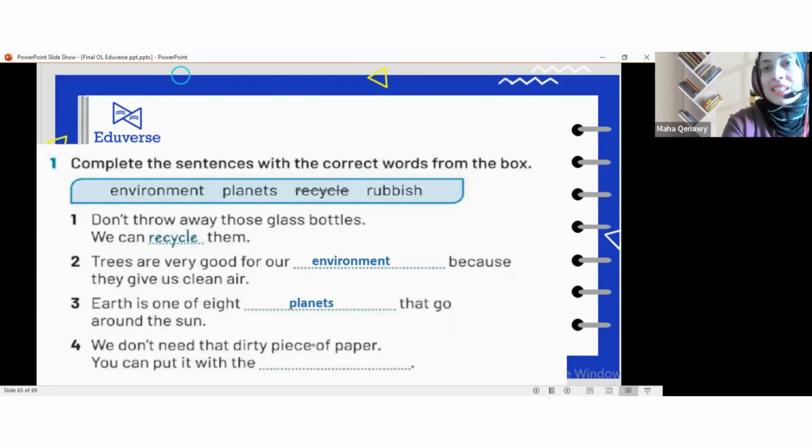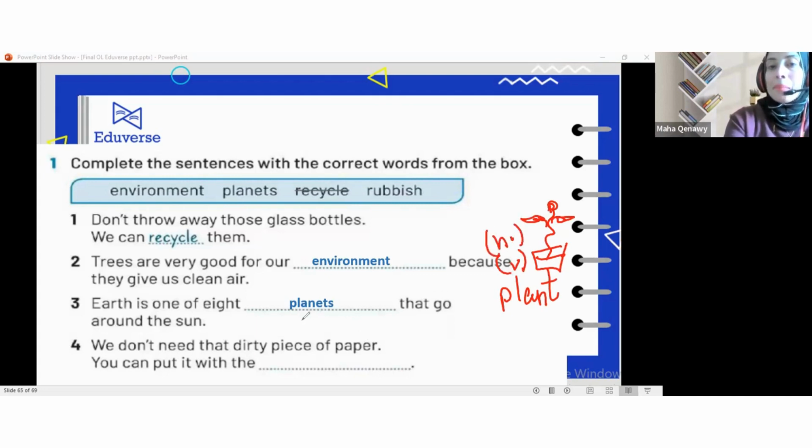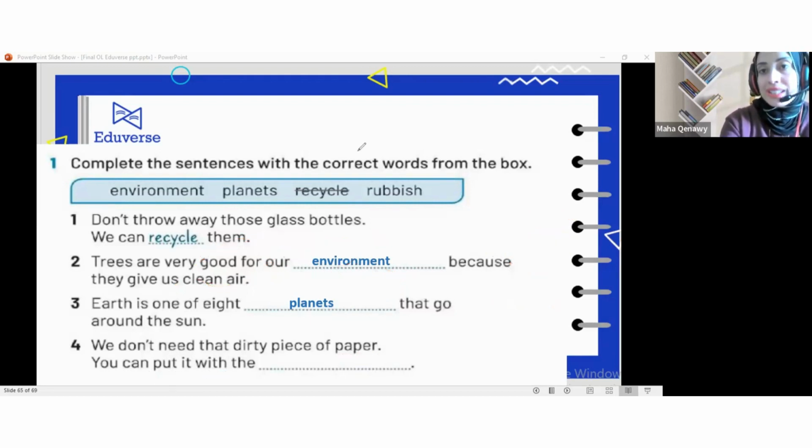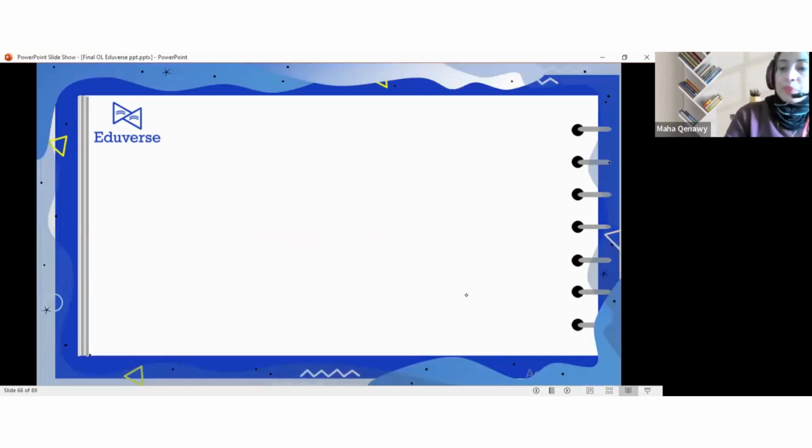And please differentiate between plant and planet. You plant flowers, it can be a verb, it can be a noun, take care of your plants. But a planet, like the Earth, Mars, Jupiter, all of these are planets. We don't need that dirty piece of paper. You can put it with the rubbish. We can call it also garbage.